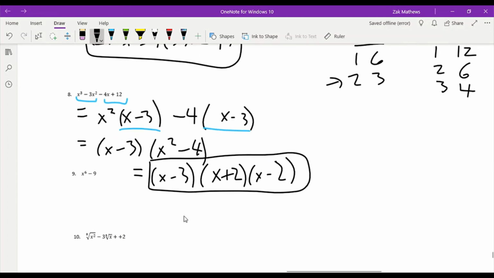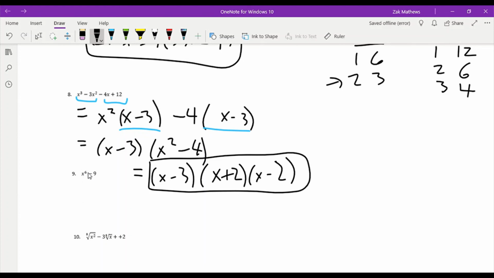Let's look at number 9. Number 9, we have x to the 6th minus 9. So now I've kind of thrown these a little bit out of order. I was just moving from 2 to 3 to 4 terms. We're back down to 2 terms here. So let's just think about the process of how we would factor. We'd recognize there's no common factor. We do have 2 terms. So it's got to be a sum or difference of perfect squares.